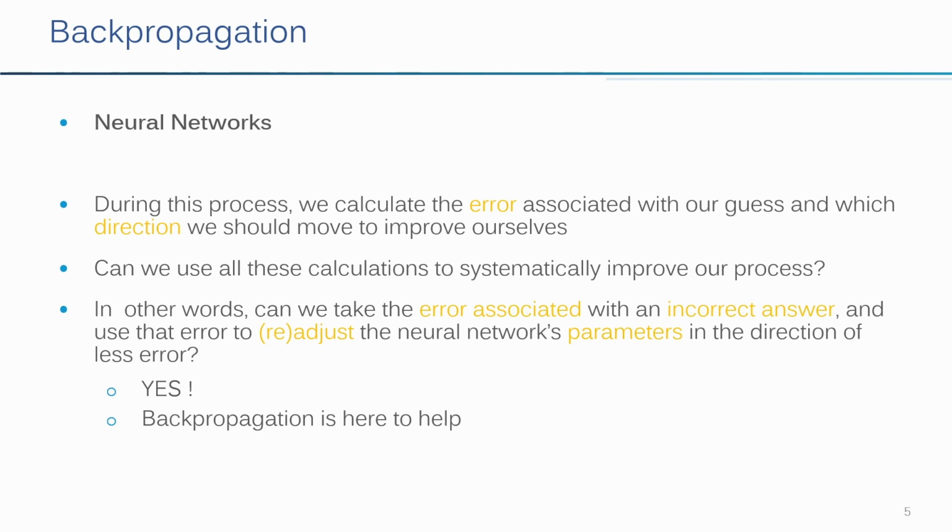But then I think the main question here is, how can we take the error that we associate with the incorrect answer and use that error to readjust the neural network's parameters in the direction of the last error, in a way that we can wiggle that value, which is initially random, so that it will produce less and less and less error. Hopefully it will be 0, but in fact it never is. We already did this, so how can we do this to begin with? Yes, we can. And we're going to use backprop to do this.